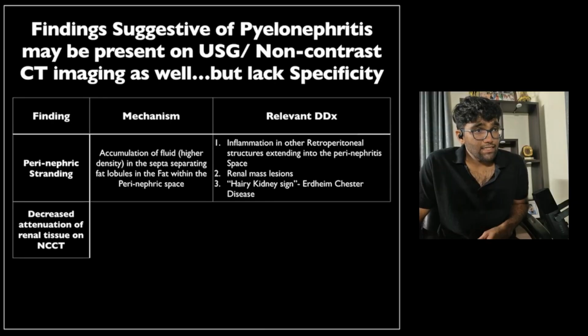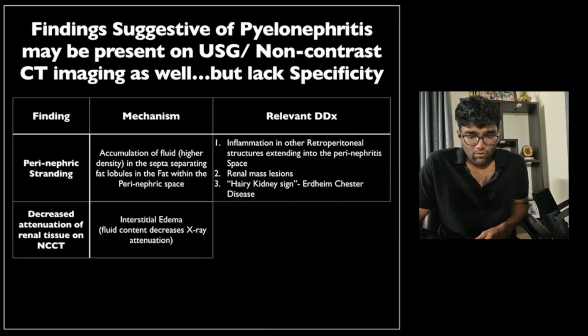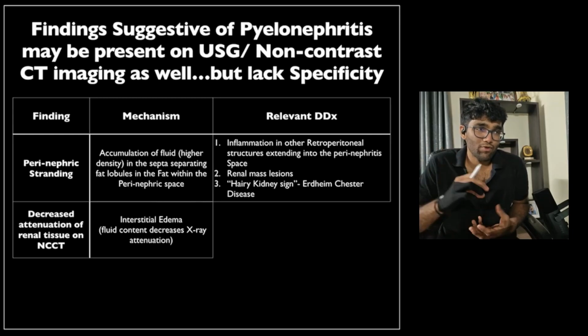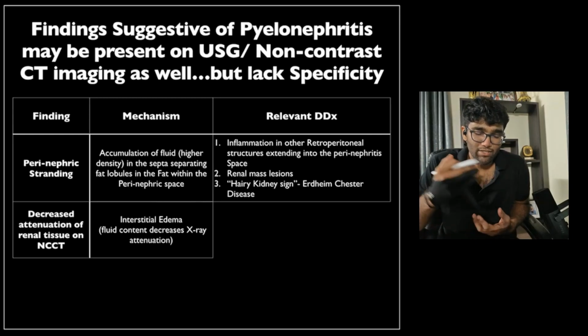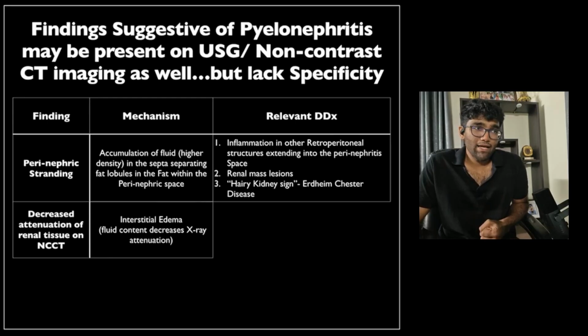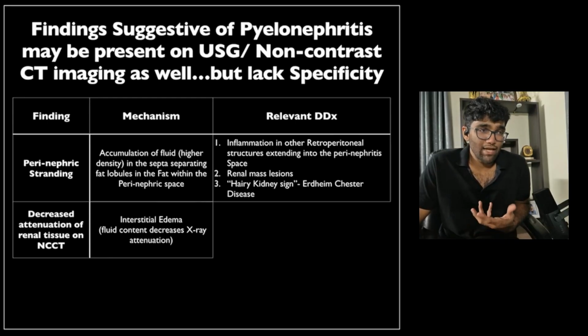The second thing is a decrease in the attenuation of the renal tissue on non-contrast imaging, obviously because there is accumulation of fluid within the renal parenchyma. This is due to interstitial edema. Now it is natural to think, since in perinephric fat stranding I said that fluid is increasing attenuation, that this should be the same. But that is in relation to fat. Fat has much lower attenuation than fluid, so accumulation of fluid results in increased attenuation of those areas, whereas the renal parenchyma has higher attenuation than just water or fluid. So naturally that results in relative decreased attenuation, so that's the reason.